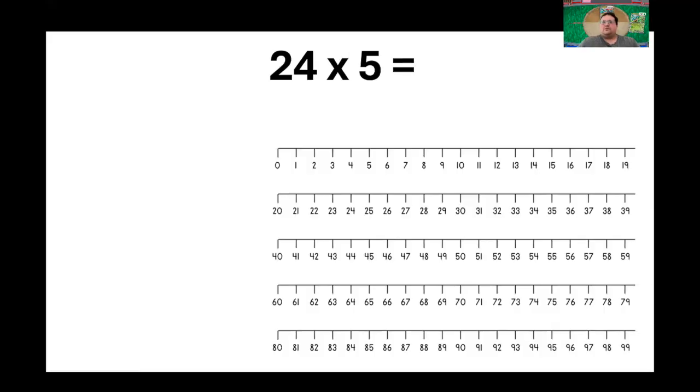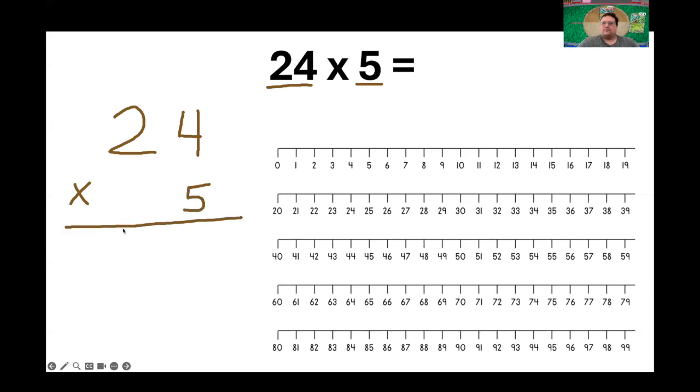So here is our first equation, 24 times 5. As you can see, we have our two-digit number, 24, and then our single-digit or one-digit number, which is 5. So when we answer this question, we want to put our 24 on the top, and we want to multiply it by 5. Now, if you've never answered one of these questions before, there's a specific order that we want to multiply each of these numbers by. We want to multiply everything off of the 5.